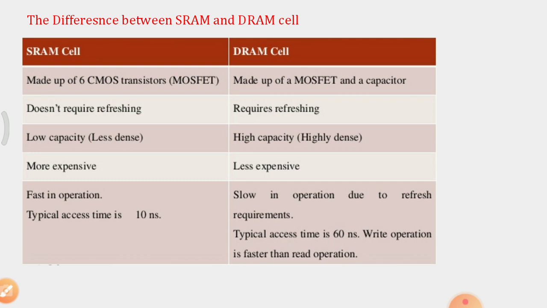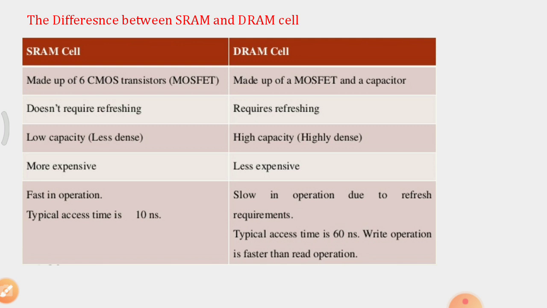So the difference between these two: SRAM is made up of 6 CMOS transistors or MOSFETs. DRAM is made up of a MOSFET and a capacitor. SRAM does not require refreshing. DRAM requires refreshing. SRAM can be built with a low capacity as there are so many transistors in a single bit. It has less density. DRAM can be built with a high capacity or high density as only one MOSFET and a capacitor are being used.